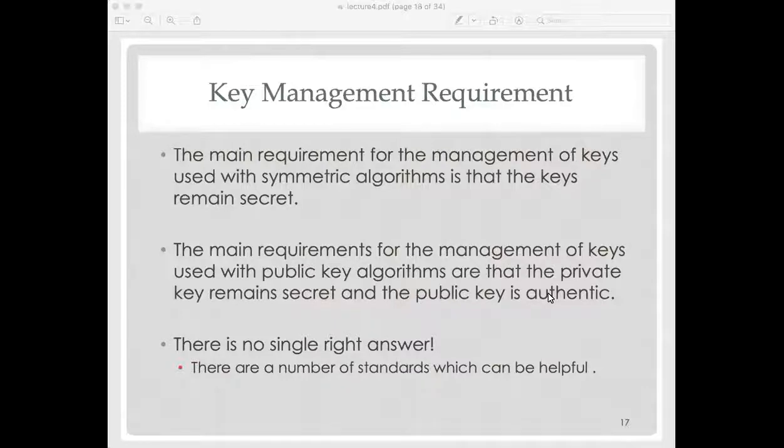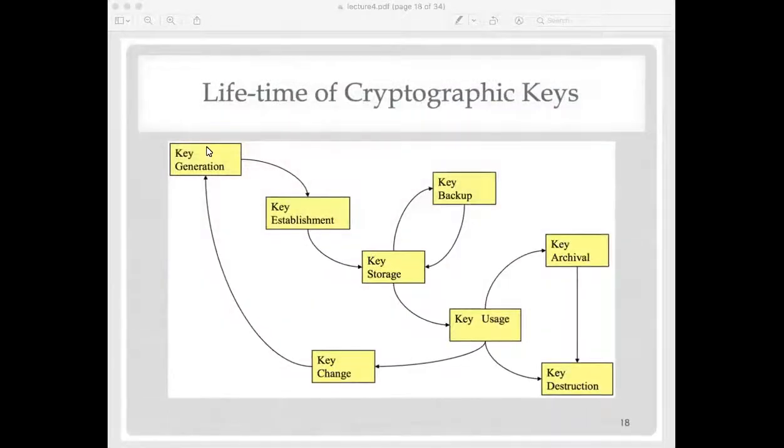There are some standards in different parts, but how to manage a key in the system, this is where you as a security professional need to be able to look at the different components and decide how to design this. Of course, this is the life cycle of a key. You basically generate the keys. You establish them, using key agreement or key distribution.